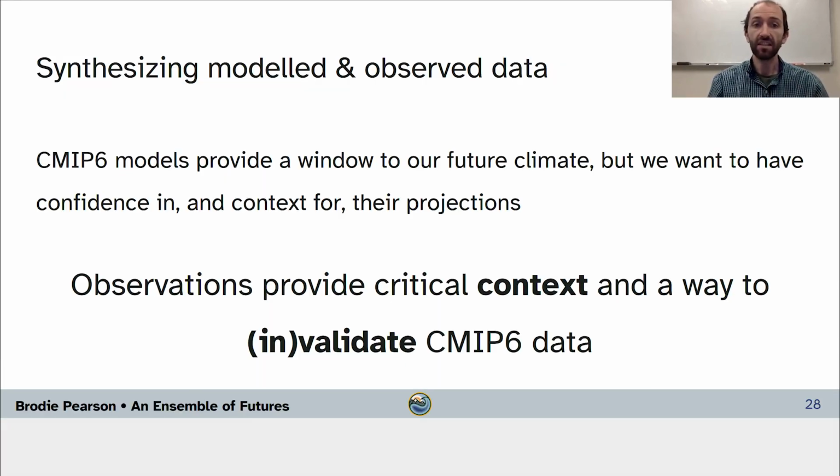So synthesizing model data and observational data is a really important part of climate science and of the IPCC process. So we know that CMIP6 models are one of our primary ways to look into the future at what our future climate might hold. But at the same time, we want to be able to have confidence and context for those projections. And observations, both modern historical observations and paleoproxy observations, provide that critical context and a way to validate or to invalidate our CMIP6 data and their projections.